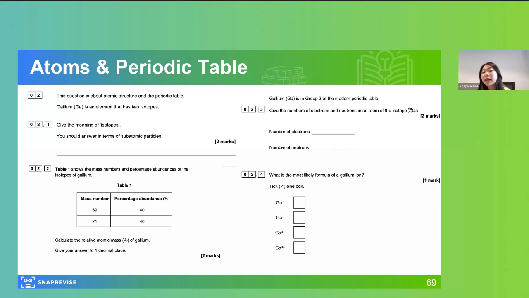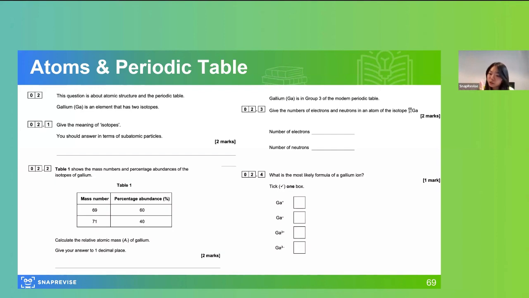The third question: give the number of electrons and neutrons in an atom of the isotope gallium 69 and 31. This is what I meant with the number on top and the number on the bottom. Bottom number is atomic number. Top number is mass number. It's asking you for the number of electrons. We already know that atomic number is the number of protons, and I've also said the number of protons is the same as the number of electrons when it's just the atom itself. So the number of electrons is simply 31.